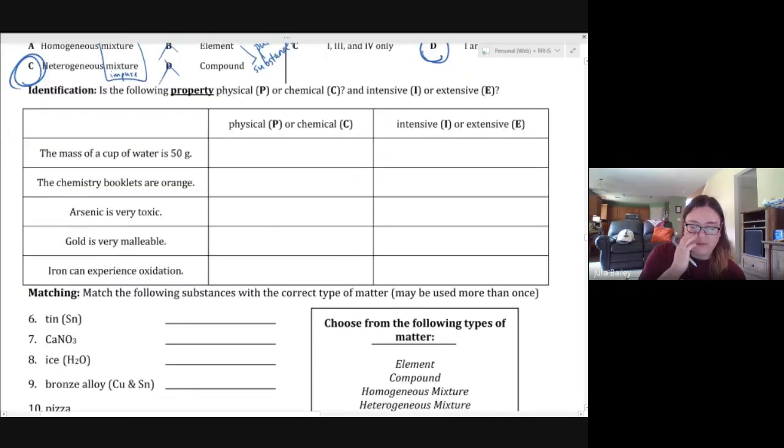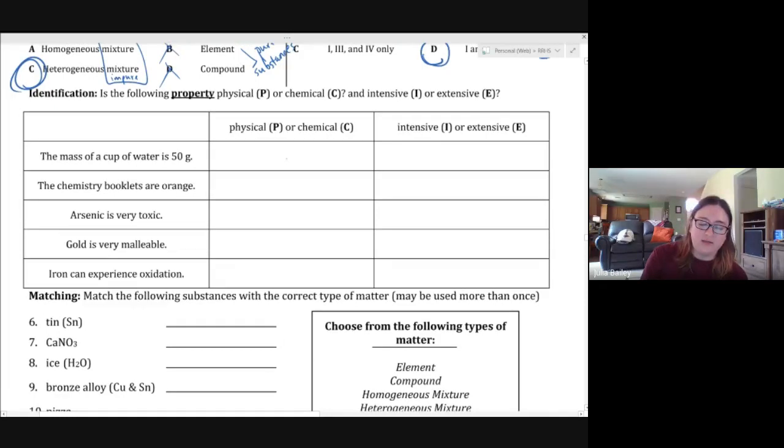Let's talk properties. I'm going to go through this chart column all the way down first, and then I'll come back and do the second column all the way down. Okay. Let's just talk physical and chemical. The mass of a cup of water is 50 grams. Chemistry booklets are orange. Arsenic is toxic. Gold is malleable. Iron can experience oxidation.